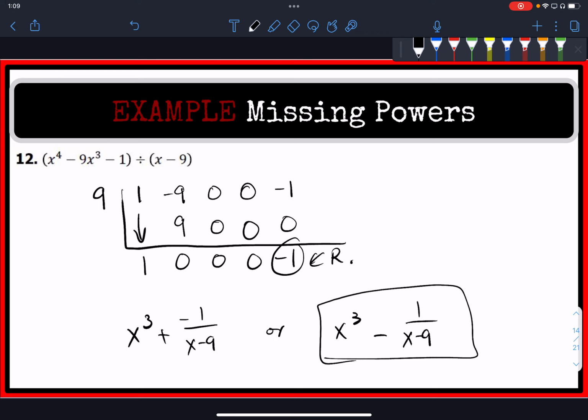So there, this is how you use long division or synthetic division to divide polynomials.